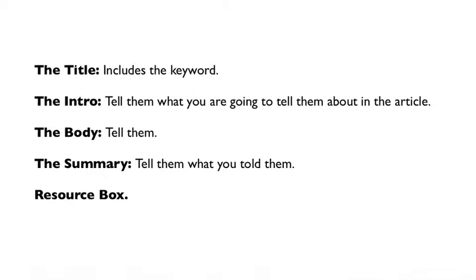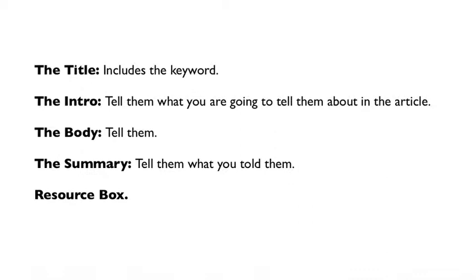In the body, we actually tell them what we promised we were going to tell them in the introduction and in the title. And then in the summary, we tell them what we already told them. That's basically it. I know that sounds a little silly, but that's basically the whole anatomy of an article. And then at the end, we have our resource box, which actually has the links to the websites with the keywords. So that's the anatomy of an article.